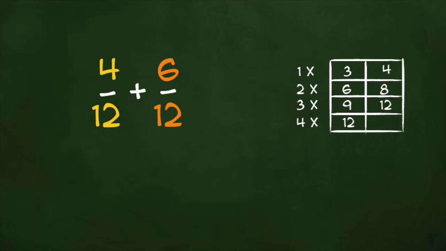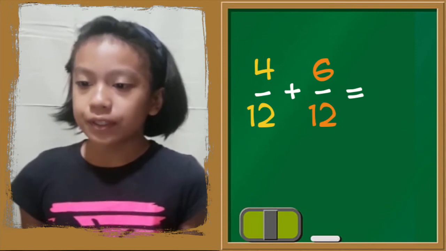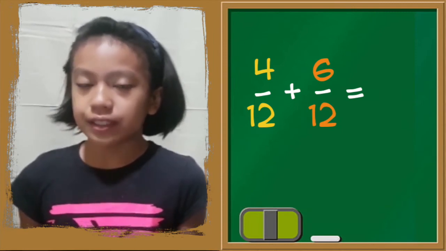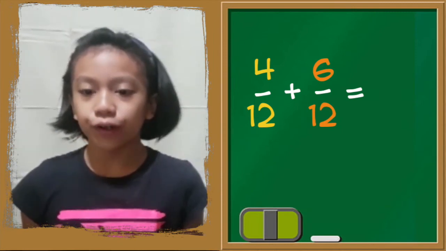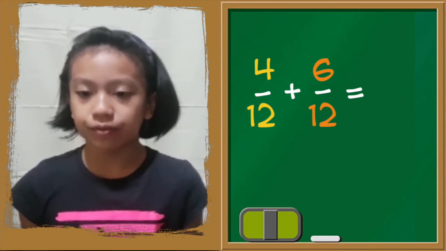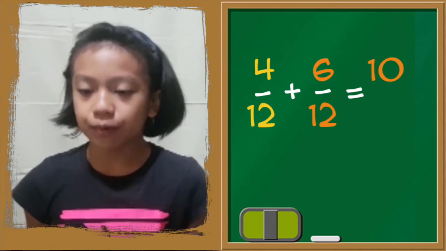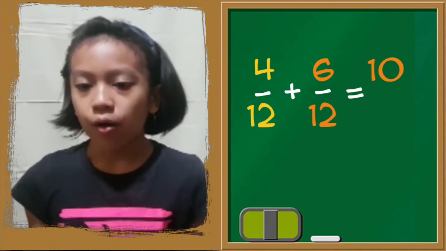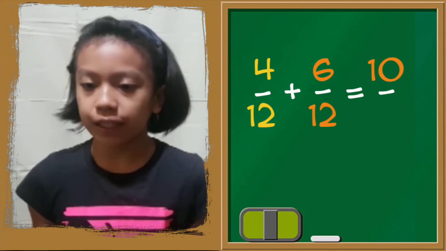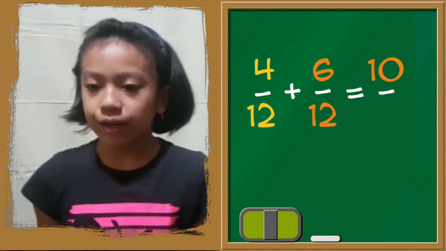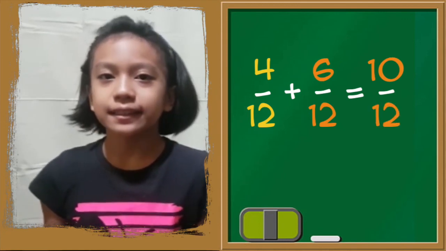Now that we have like fractions, we can proceed to addition of fractions. So 4/12 plus 6/12, 4 plus 6 equals 10, and since both denominators are the same, we will just keep the same denominator, which is 12, and that's it.